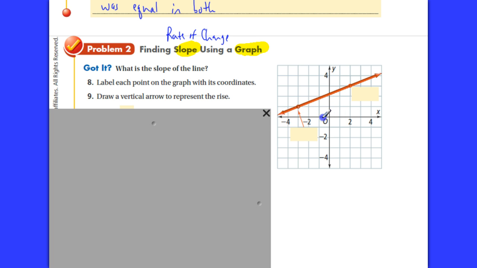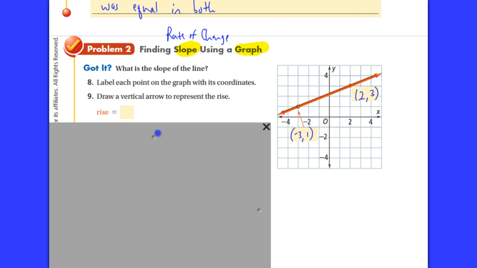This point right here, it looks like it's -3, 1. And this point looks like it's 2 over, 1, 2, 3, up 3. All right, so we did that. Number 9 says draw a vertical arrow to represent the rise. Okay, so pay attention here. This is what we're going to do if you're given a graph and you're asked to find the slope from the graph or the rate of change. So you have to begin and end on 2 points that you know. That's critical. All right, so these are the 2 points I know, -3, 1, and 2, 3.